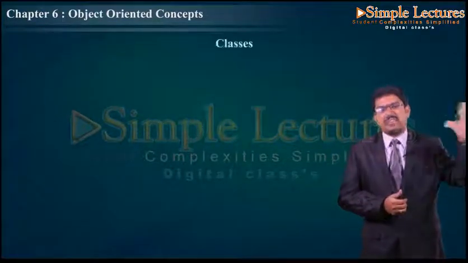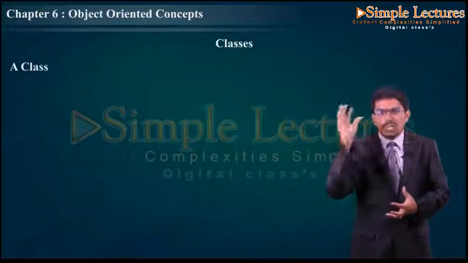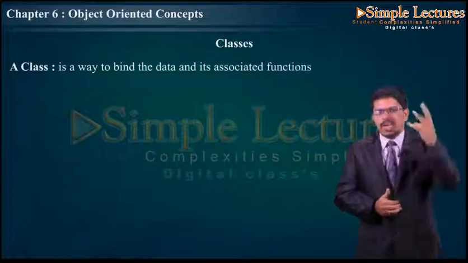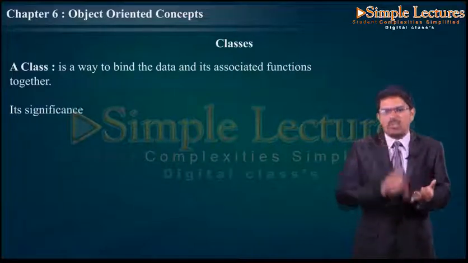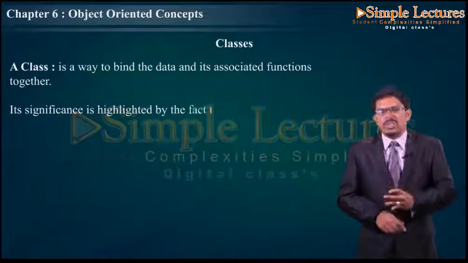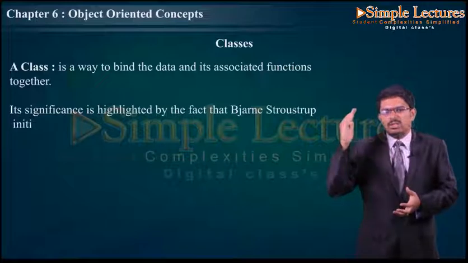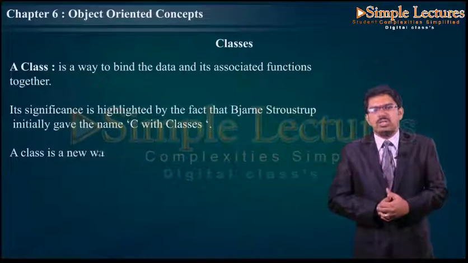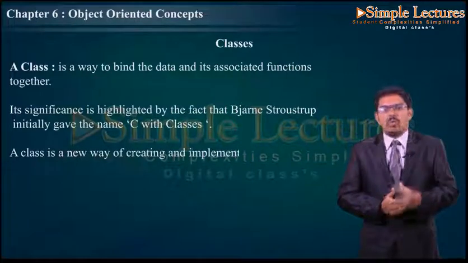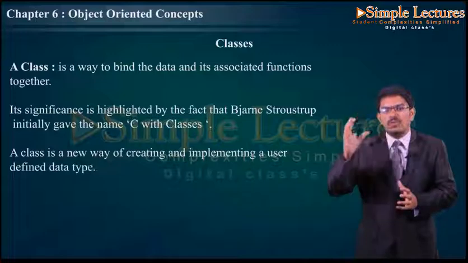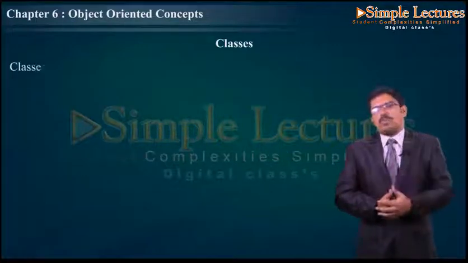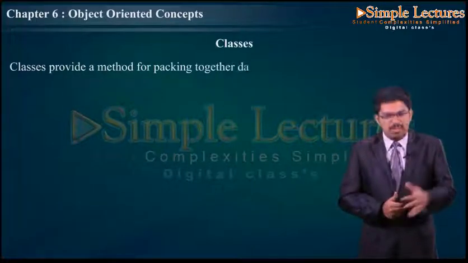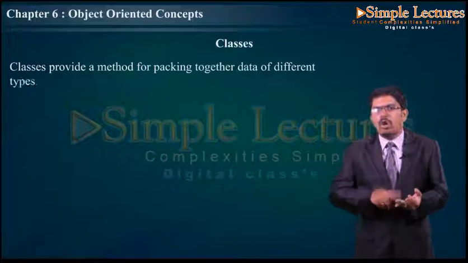First, classes. It's a way to bind the data and its associated functions together. So, a class consists of data and functions. Its significance is highlighted by the fact that Bjarne Stroustrup initially gave the name C with classes. A class is a new way of creating and implementing a user-defined data type. Classes provide a method for packing together data of different types. It may be integer, float, or character.